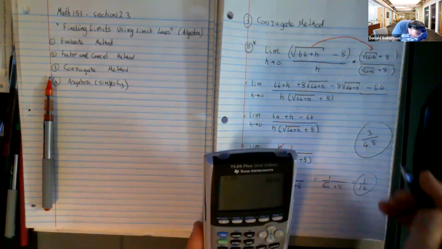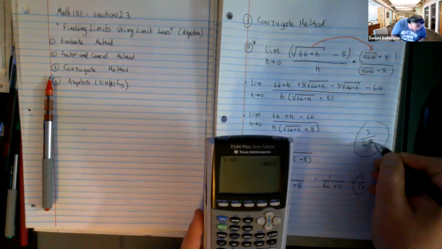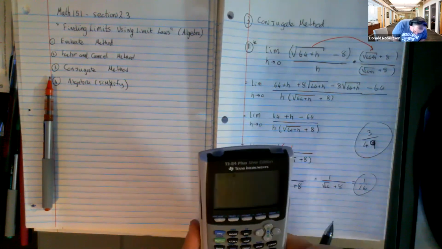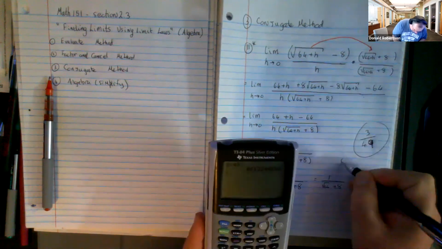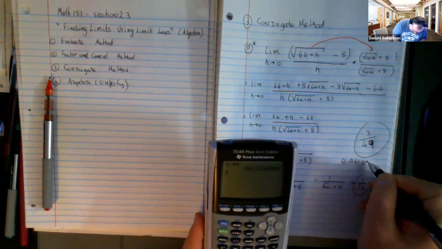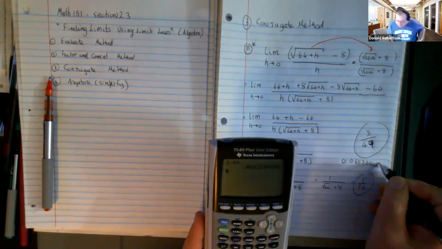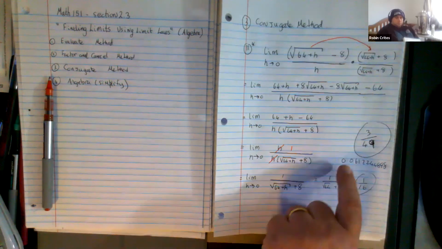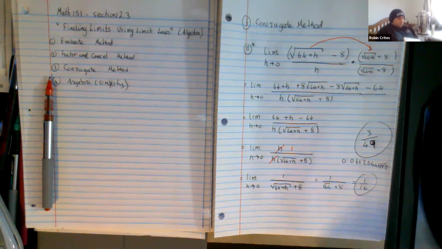Actually, that's a bad choice. So I'm going to change this to 49ths. You'll see 0.06122448898, just a nasty decimal, which, by the way, is what 3/49 says. So again, Robin? Yeah, just a nasty decimal, usually.